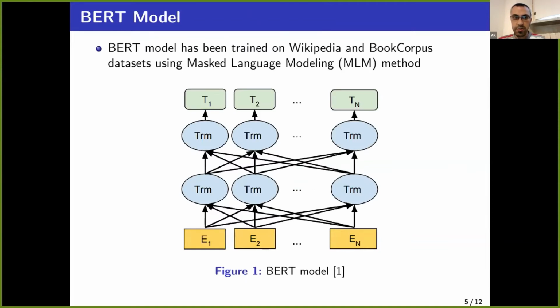Now, in our work, we use the BERT language model, which has been trained on Wikipedia and book corpus datasets with the masked language modeling method. In MLM, like in BERT, they mask 10% of the input, and then they train the model to predict the masked tokens. In the end, we have the embeddings for each token that we can use for downstream tasks. The BERT model that we use is the BERT-base model, which has 12 transformer layers.